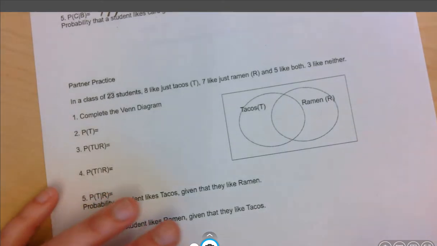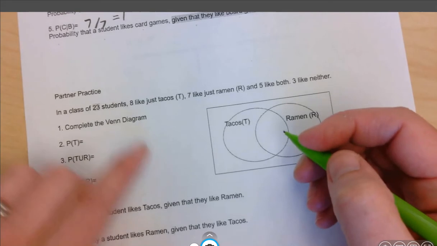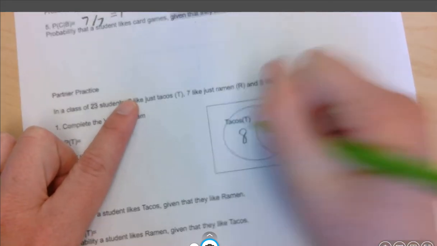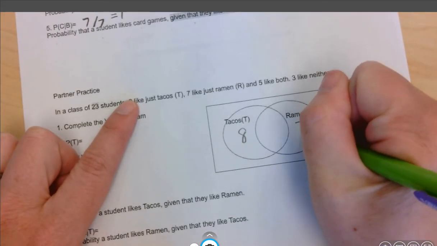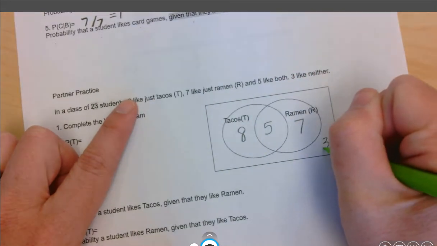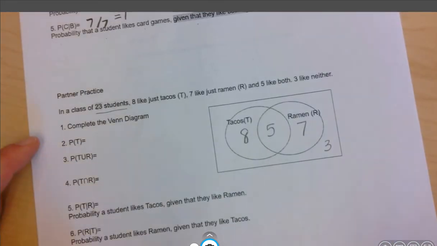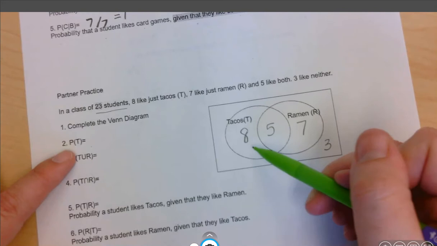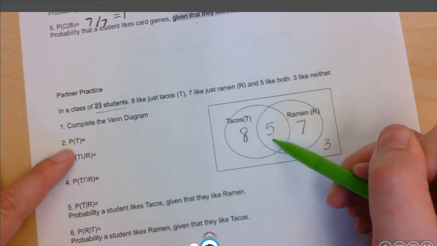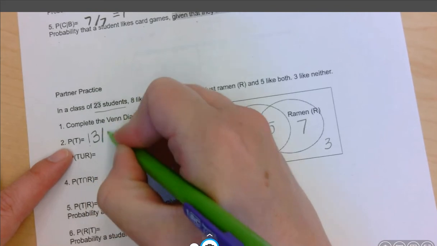All right, so let's go over. I'm going to start by filling in the Venn diagram like you guys did. So we have 8 that like just tacos, and 7 that like just ramen, and 5 that like both, and 3 that liked neither, which was 23 people altogether. It says it right here. All right, the probability a student likes tacos, please make sure you remember to add both of these together, and that gives you 13 out of everybody, 23.